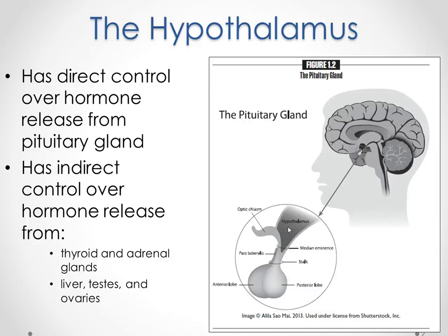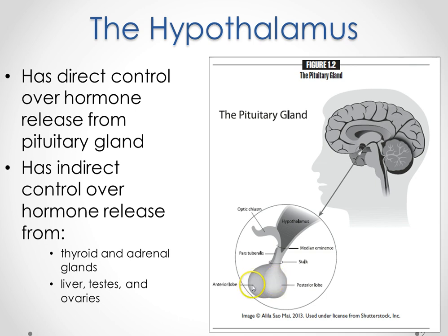Most specifically, you can see in this picture, the pituitary gland, which is this area right here, is connected to the hypothalamus. The posterior lobe of that pituitary gland has a direct connection with that hypothalamus. So the hypothalamus is going to have control over the hormones that are going to be secreted from that posterior lobe of the pituitary gland.